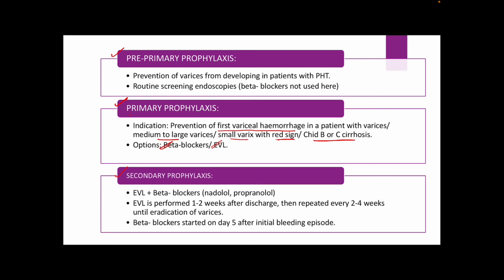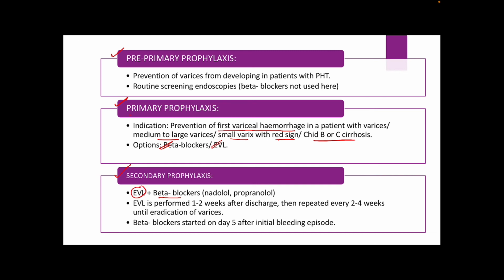And when we use beta blockers, we reach the optimum dose of the beta blocker by reaching a target heart rate. We target a heart rate of around 55 to 60 beats per minute as optimal response to beta blockers. And for those patients in whom beta blockers cannot be used, cannot be tolerated, then we'll go for EVL. Now, secondary prophylaxis is a combination of EVL with beta blockers like nadolol and propranolol.